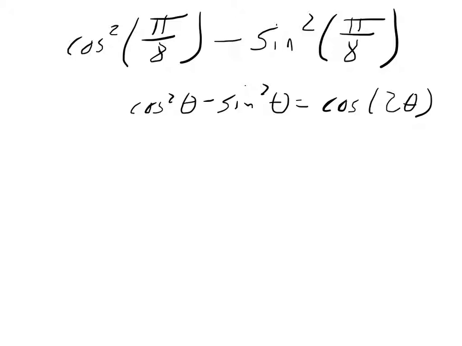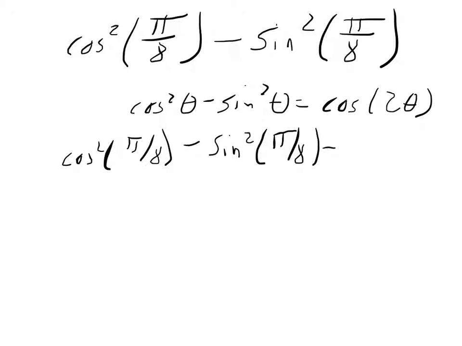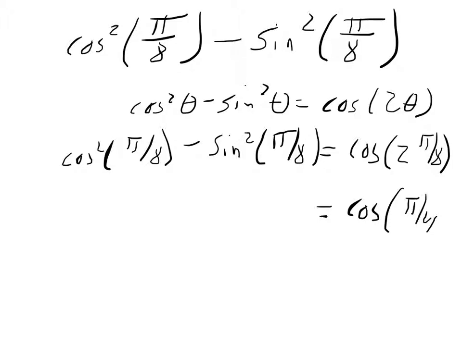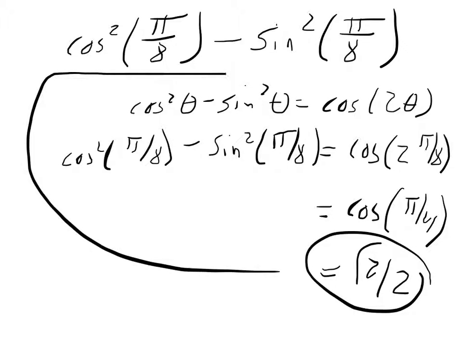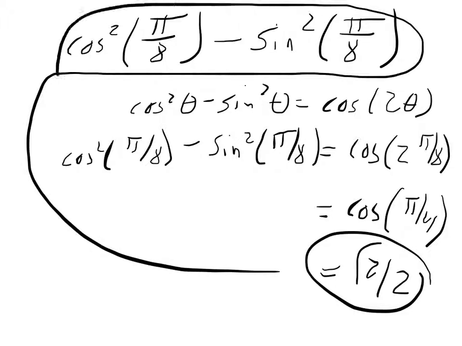So this is going to equal the cosine of 2 times pi over 8. So then I've got cosine squared of pi over 8 minus sine squared of pi over 8 equals the cosine of 2 times pi over 8. Well, 2 times pi over 8 is pi over 4, so I'm actually looking at cosine of pi over 4. And I know cosine of pi over 4 is root 2 over 2. So, indeed, cosine squared of pi over 8 minus sine squared of pi over 8 is root 2 over 2.